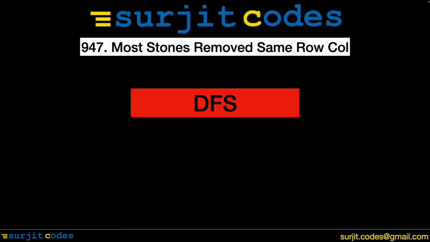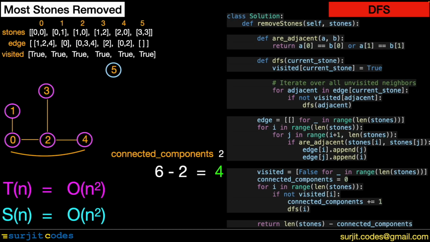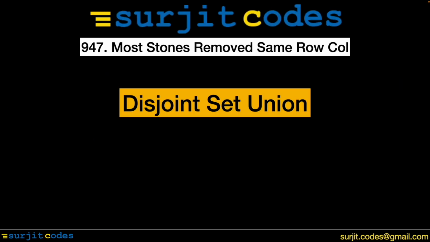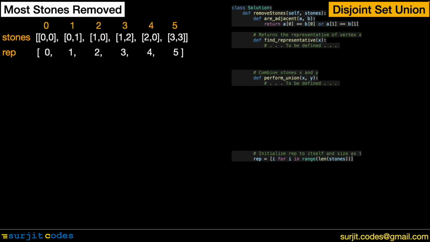In part 1, we had discussed the DFS solution for this problem, in which we set up a graph with stones as nodes and created edges between stones with common coordinates. For details, watch the video on part 1. In this solution, we will set up a graph similar to the DFS solution. However, instead of DFS, we will identify sets of stones and use union of those sets that have adjacent stones.